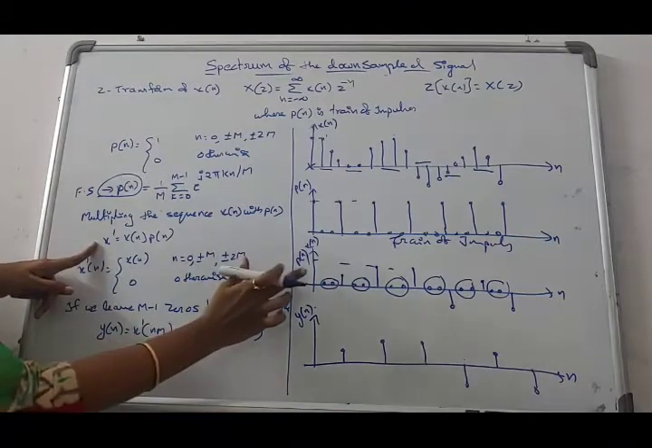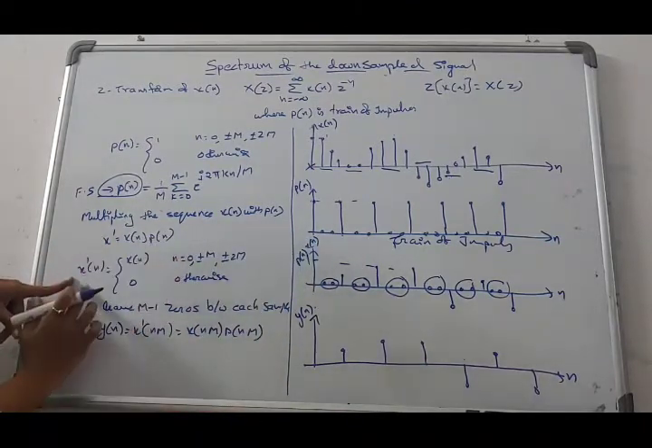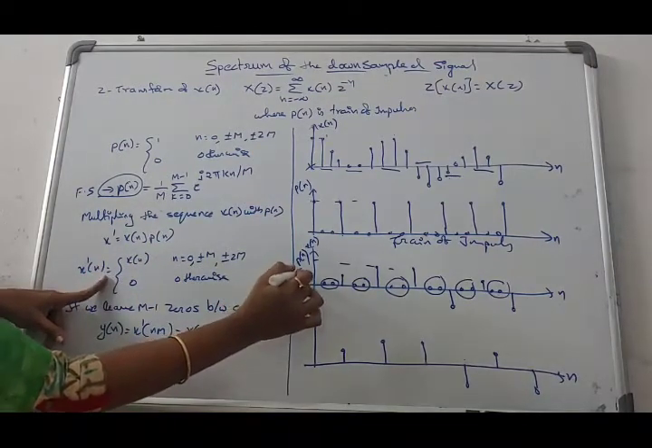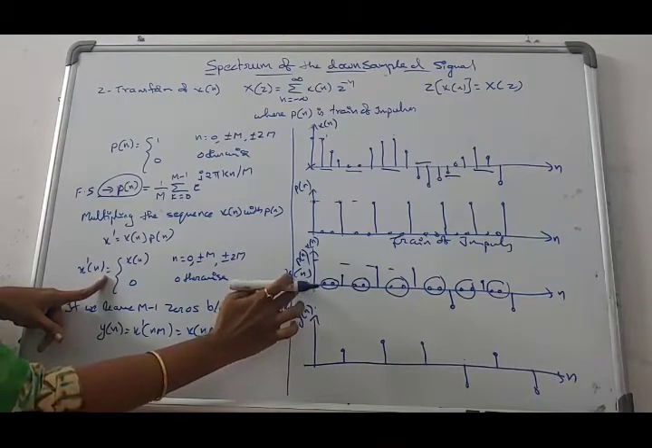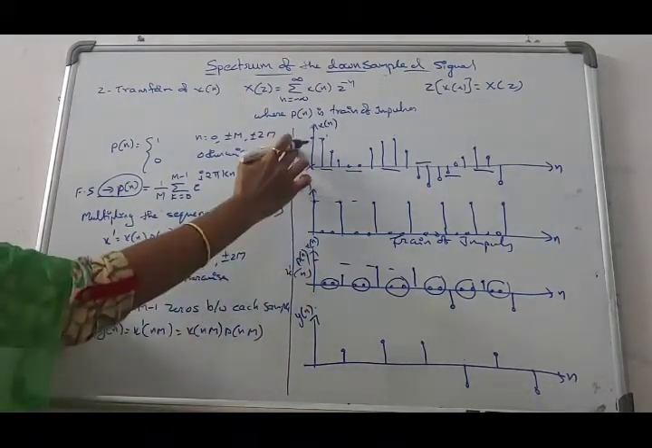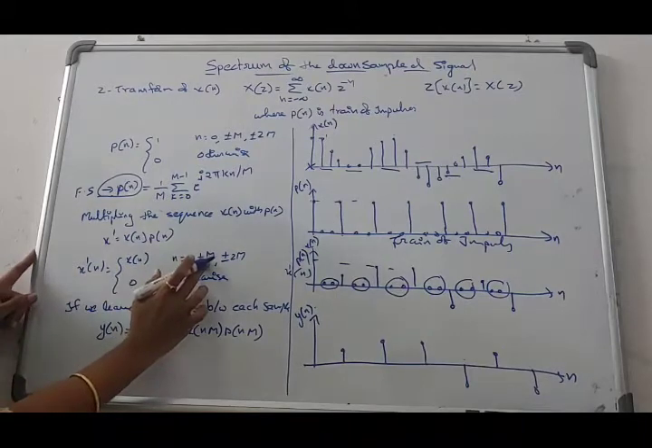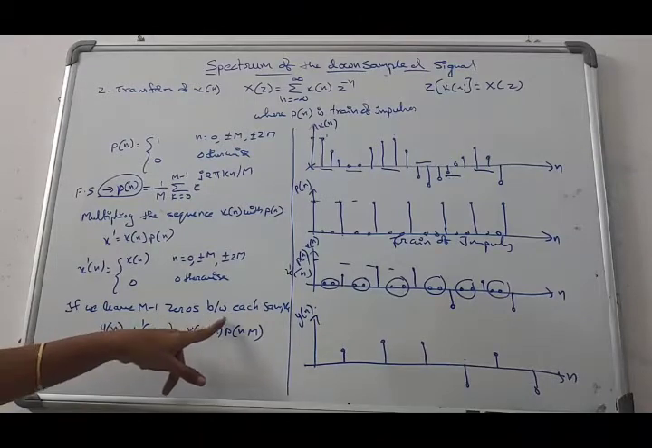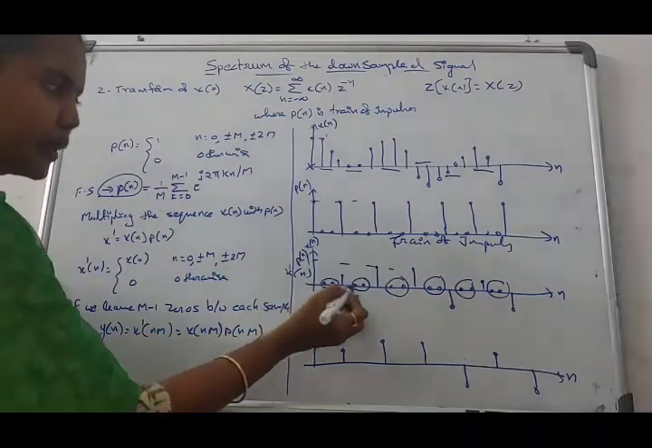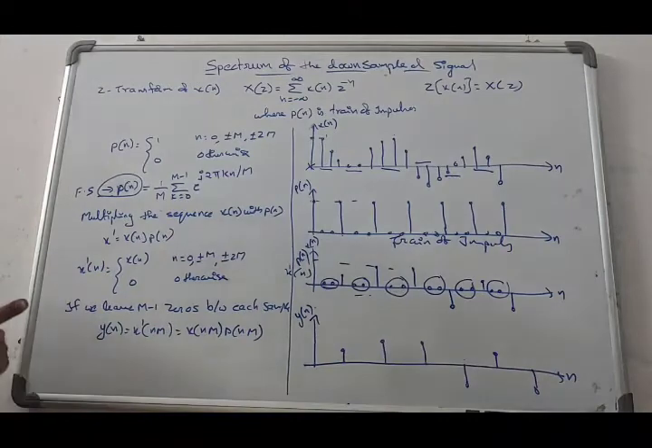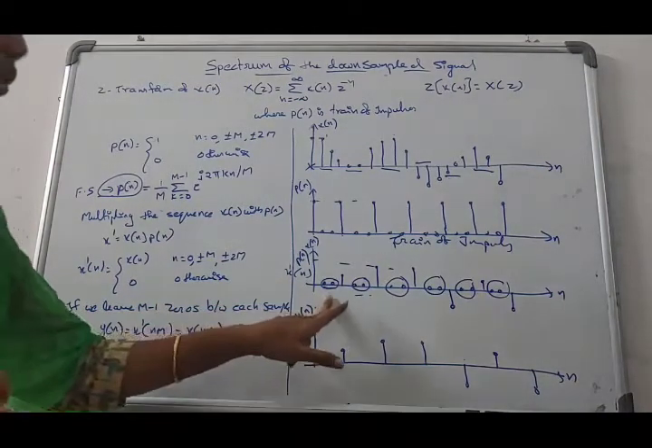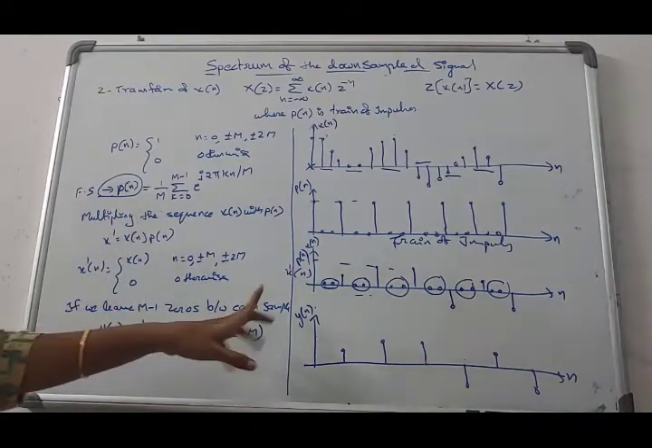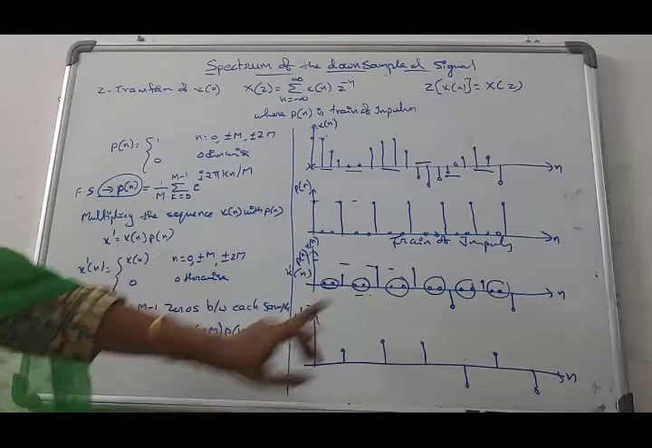X dash of n is equal to p of n into x of n. So x dash of n is equal to x of n when n is equal to 0, plus or minus m, plus or minus 2m. Now you leave m minus 1 zeros between each sample. For example, take the factor m equal to 3, then you have to remove 2 samples. You have to leave m minus 1 zeros between each sample.